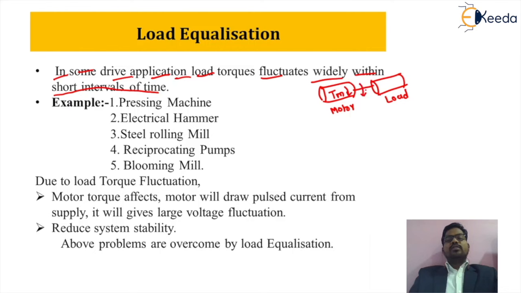This will be the angular velocity, and this will be the load torque, TL. Okay, so guys, what will be the concept of load equalization? In some applications in electrical drives, the load torque fluctuates widely within a short interval of time. It means the value of this load torque will fluctuate because some of the parameters of the electrical drive may be disturbed. So the load torque's value will fluctuate.